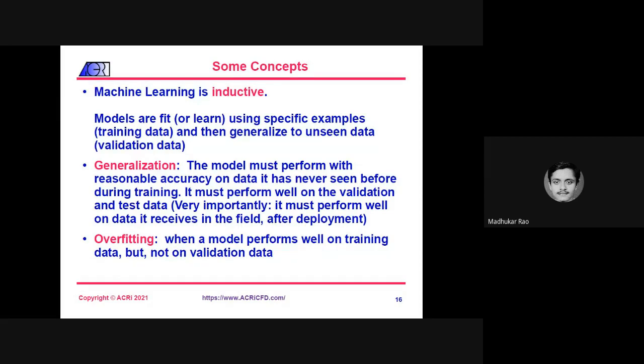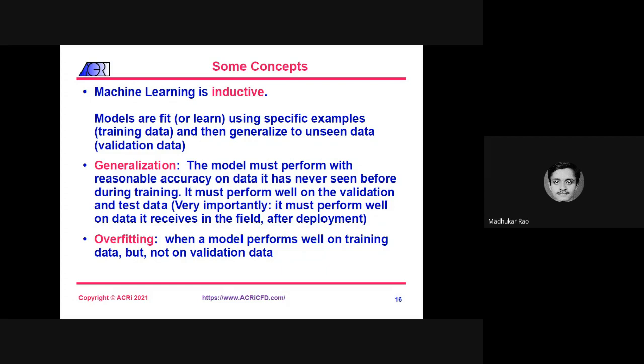So basically, some concepts. Machine learning is inductive. By inductive, I mean models are fed or learn using some specific examples. You must have all seen the principle of induction in math courses. So basically, using specific examples, and then we expect the models to generalize to unseen data. Both validation data, test data, and after deploying in the field, field data.